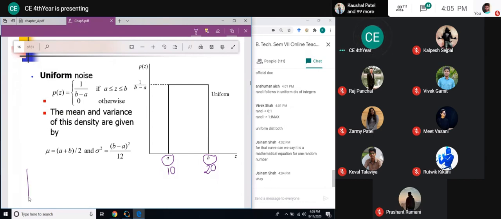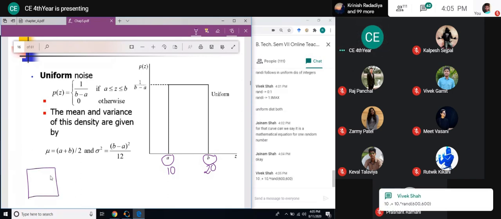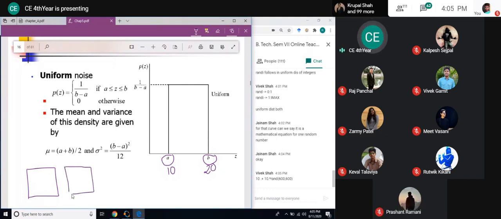What is the meaning of that? Suppose I have my image, 600 cross 600, right? And I want to generate one more image of 600 cross 600, whose values will vary from 10 to 20. In this noisy image, the value can be 10, it can be 11, it can be 12, it can be anything from 10 to 20. But what is the probability of occurrence of 20? What is the probability of occurrence of 10? What is the probability of occurrence of 11?